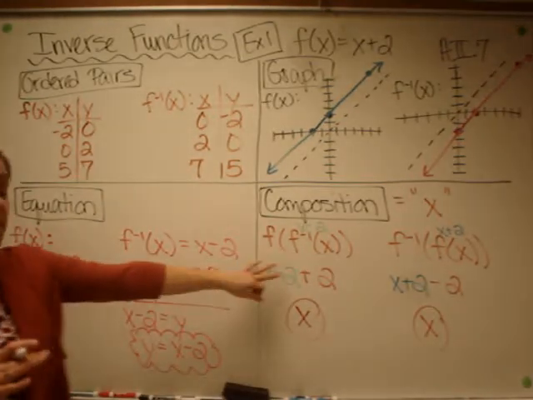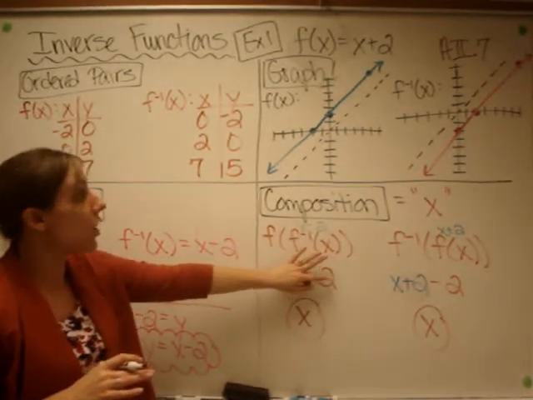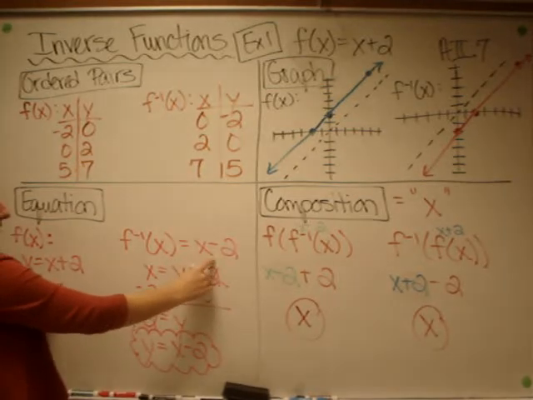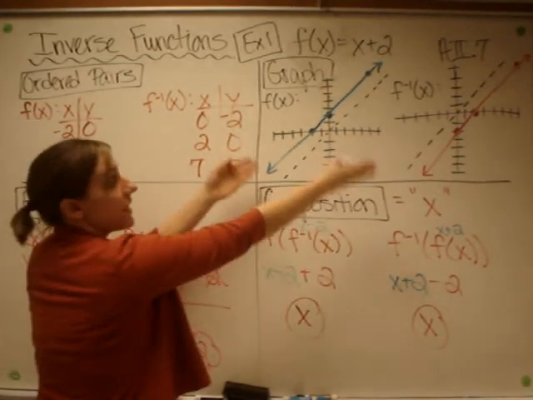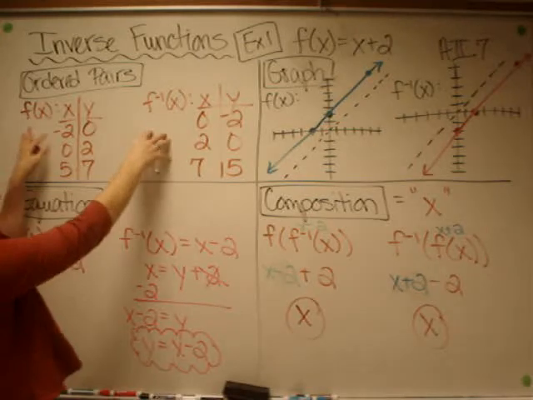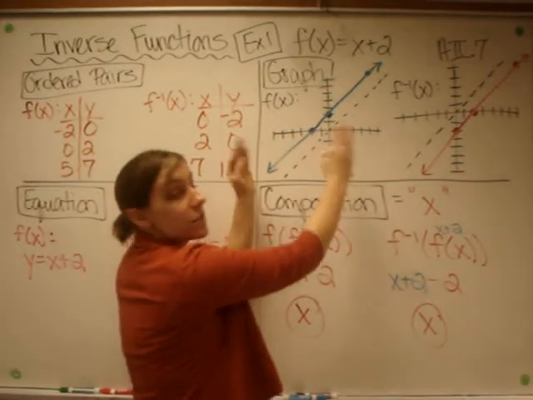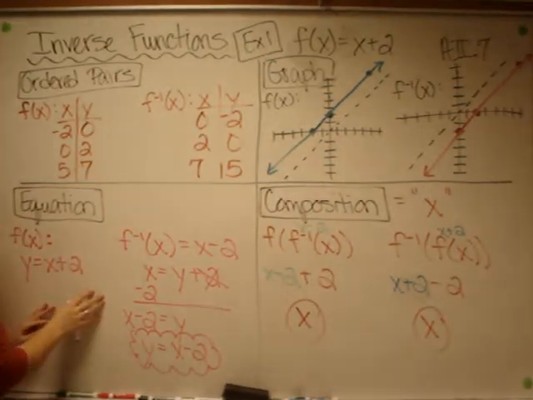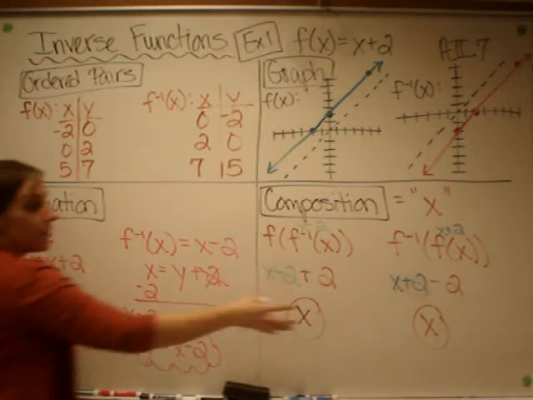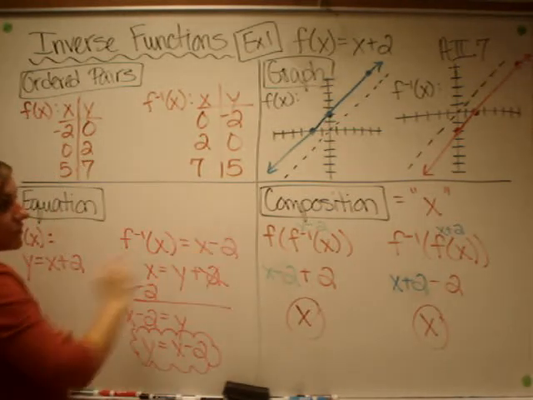This helps us prove or show that these two are inverses of one another. So ordered pairs show us, graphs show us, the equations show us, and we can use them, and then the composition proves those equations.